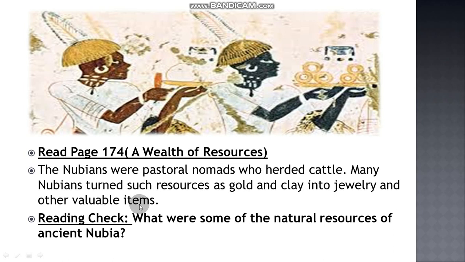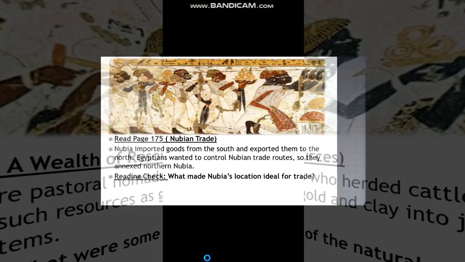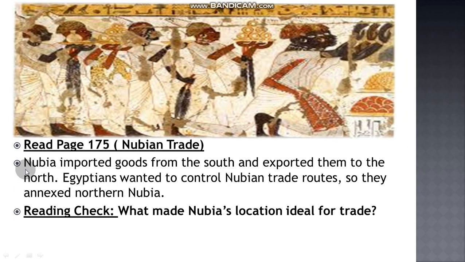Your question for this part, what were some of the natural resources of ancient Nubia? What were some of the natural resources? Yeah, you're right. Copper, gold, iron, and clay. Excellent. Now, our next part, page 175, which talks about Nubian trade.